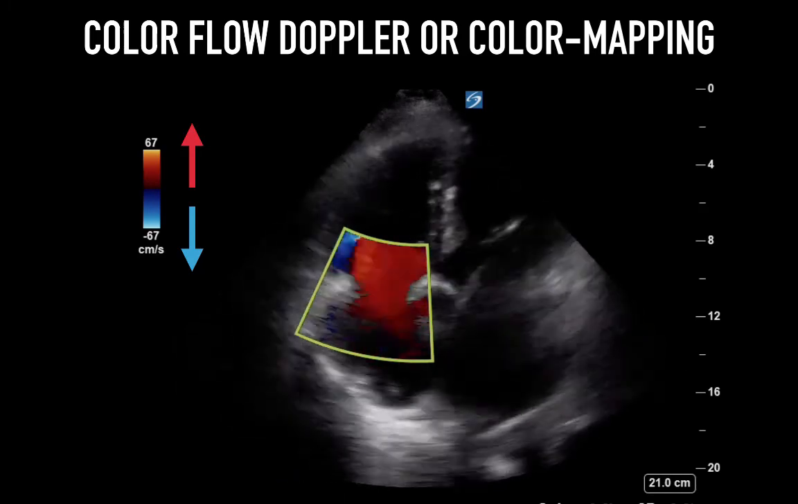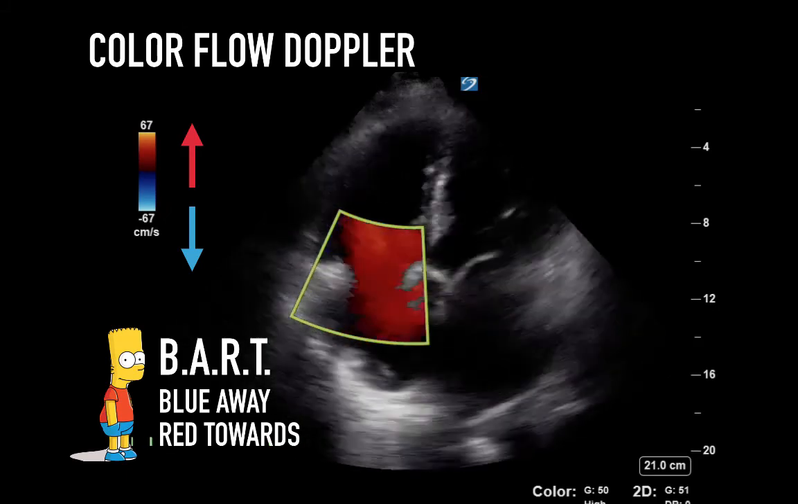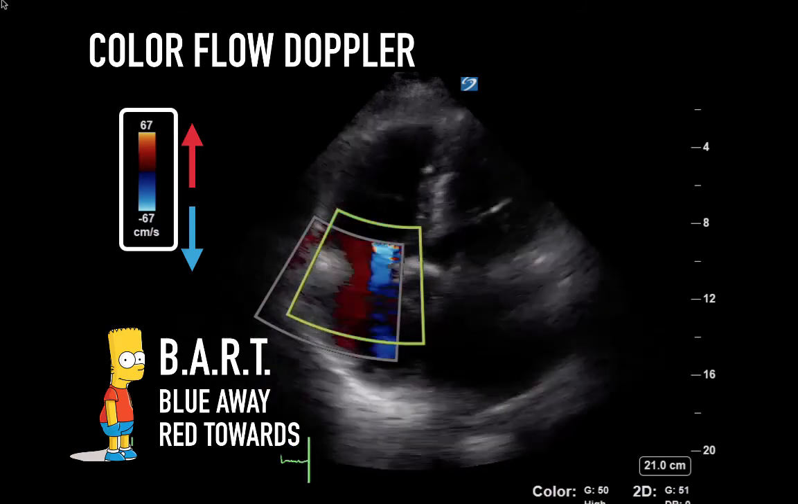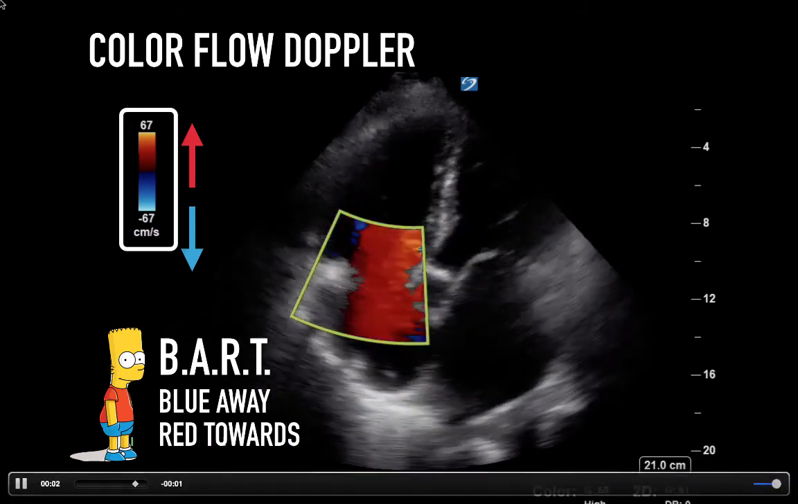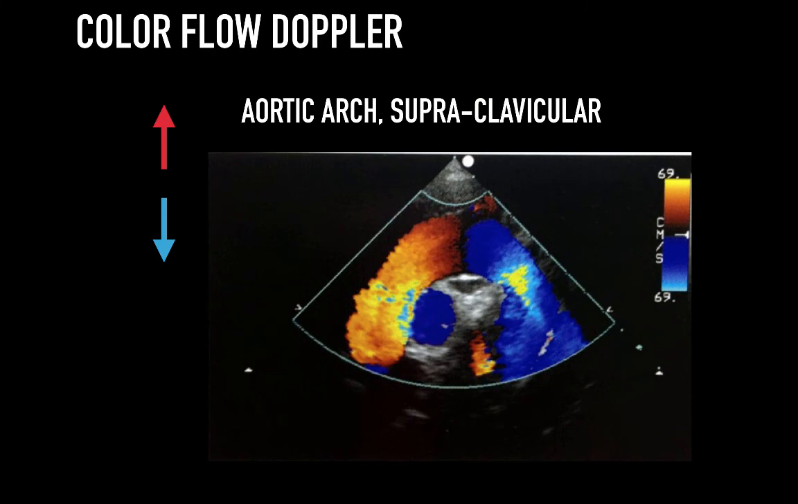BART is the basic acronym. Blue away, red towards. And this really depends on the position of your color scale, as we can see on the top left. The most obvious example of the BART principle is with a phased array probe placed at the supraclavicular notch looking inferiorly. This is at the top portion of the sternum. We can see as blood flows towards the probe, it's red, and as blood flows away, it's blue. This is much like the ambulance that comes towards you and whizzes away.